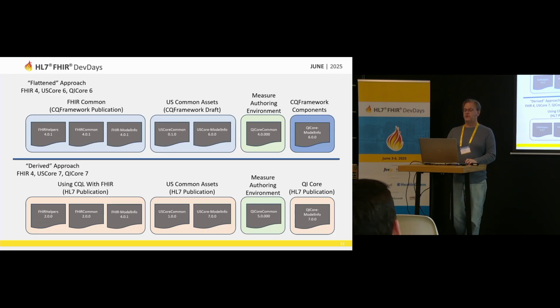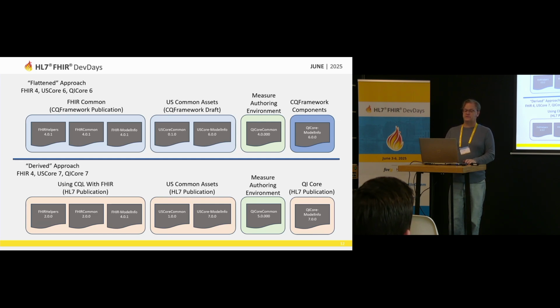So there's a CQ framework draft with US Core Common. The measure authoring environment has its own QI Core Common, and CQ framework components includes the actual QI Core model info. So we distribute that as part of the translator. Going forward, to make this more distributed and support implementation guide usage, we're going with the derived approach.